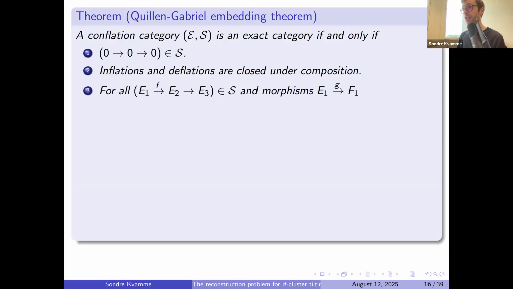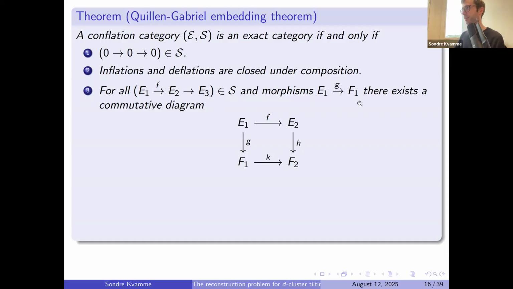And then the third axiom is a bit more technical to state. It says that whenever you have a conflation and you have a morphism starting in the first object in your conflation, so here you have G from E1 to F1, and you have a conflation with the inflation F.